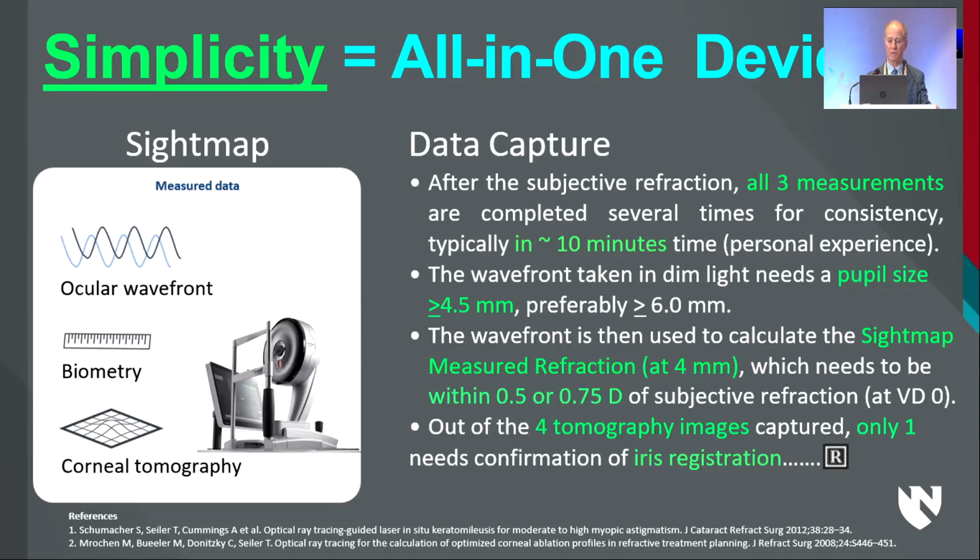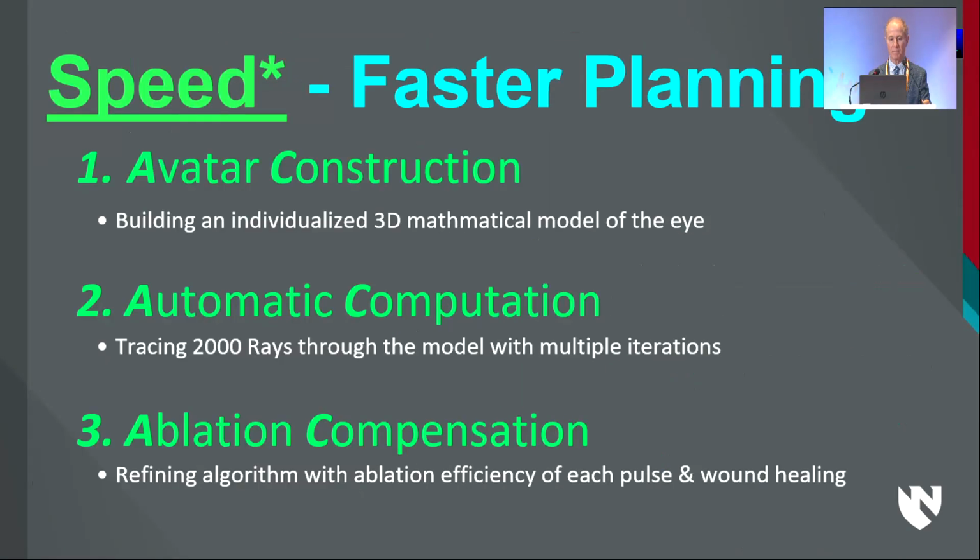What's required is a pupil size that's greater than 4.5 millimeters, preferably greater than 6. The SightMap is the actual device that captures it, and it will ultimately calculate that best refraction based on a 4 millimeter pupil average, and you then have to correlate that with your manifest refraction under those light conditions, just to make sure that you're in the right place. And then finally, you can get iris registration with that to do the treatment.